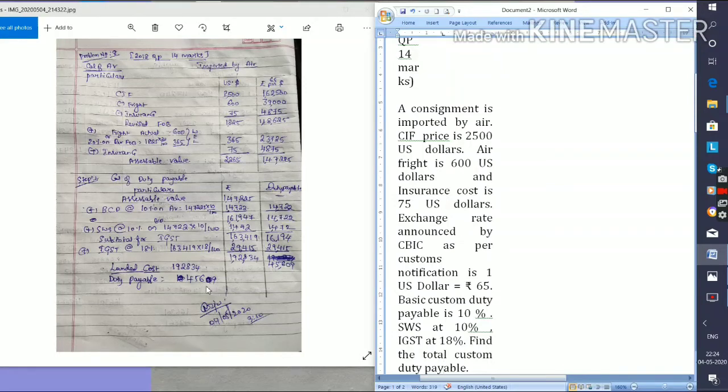A very simple problem, nothing much adjustment. They are not given to calculate adjusted FOB, like commission, packing, design. So very simple. Add freight and insurance to the revised FOB, then you will get assessable value, and from that you calculate duty payable. Right. Thank you so much.